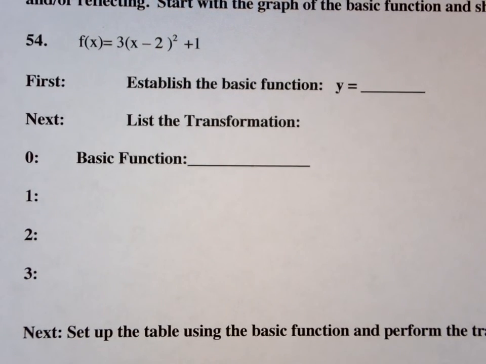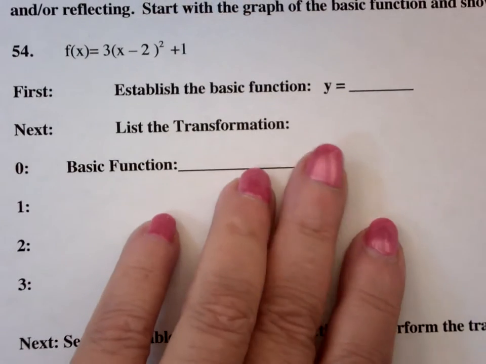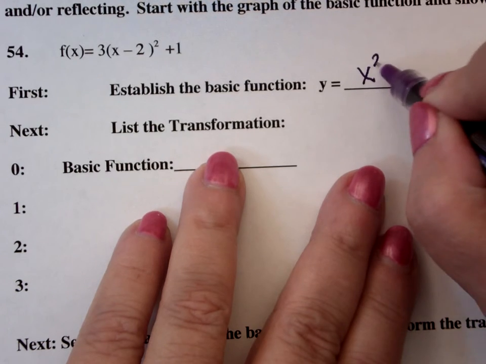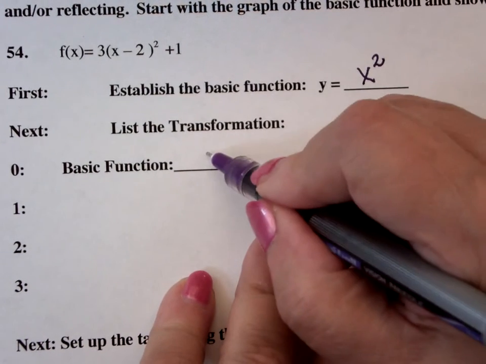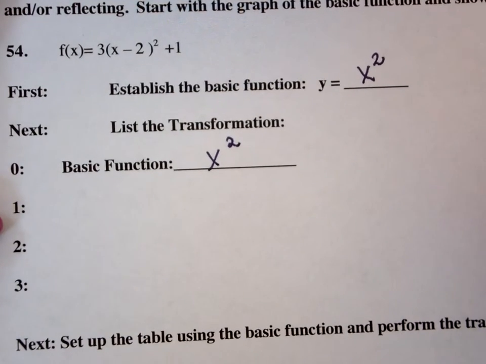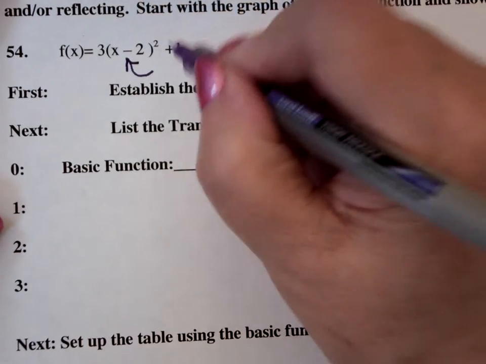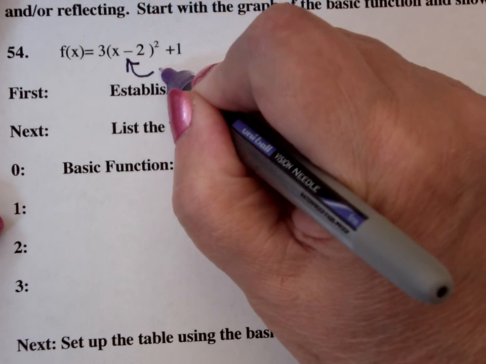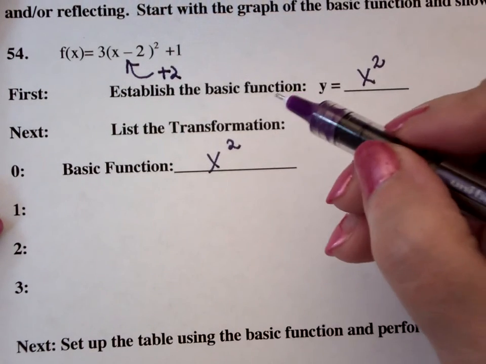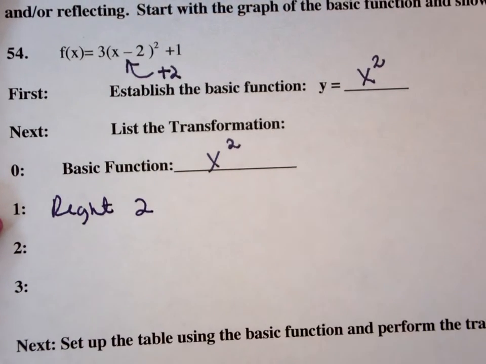So as I look at this, the first thing I need to know is, what is the basic function? Basic function is y equals what? X squared. Now I've got it down here in two places. And then what's the transformation? Remember, you start from the inside out. X minus 2, it's really not a minus 2, but a plus 2. So what would it be? It's going to be right 2.